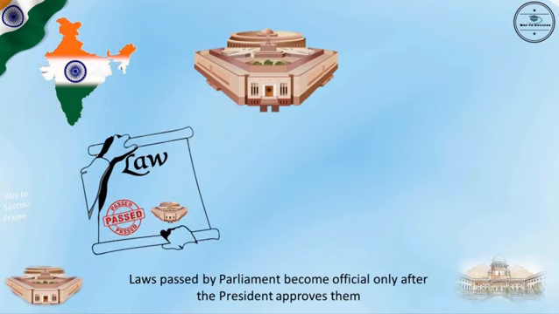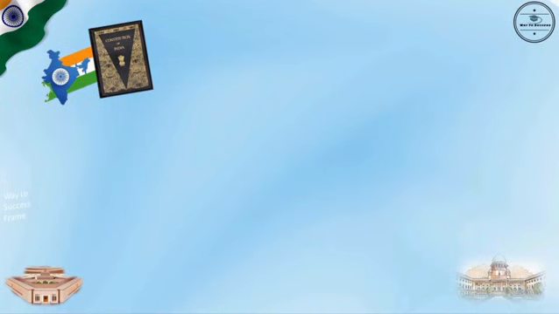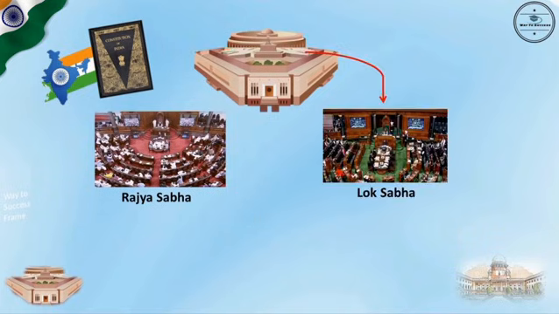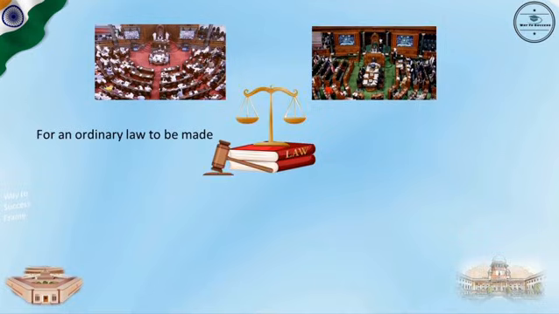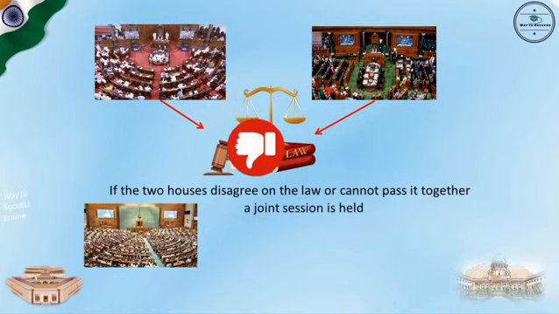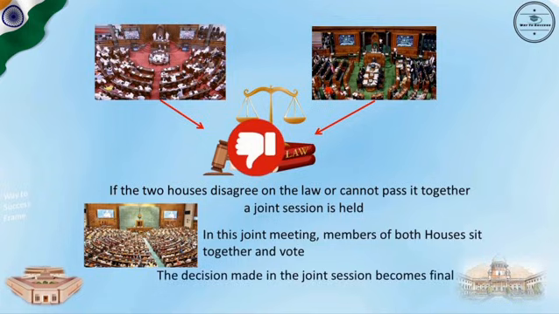Laws passed by Parliament become official only after the President approves them. As per the Constitution, the Rajya Sabha has some special powers over the states, but the Lok Sabha exercises supreme power. For an ordinary law to be made, both houses of Parliament must agree to it. However, if the two houses disagree on the law or cannot pass it together, a joint session is held. In this joint meeting, members of both houses sit together and vote. The decision made in the joint session becomes final.